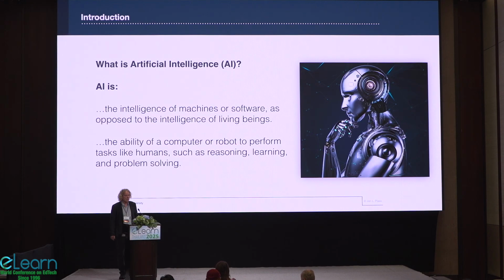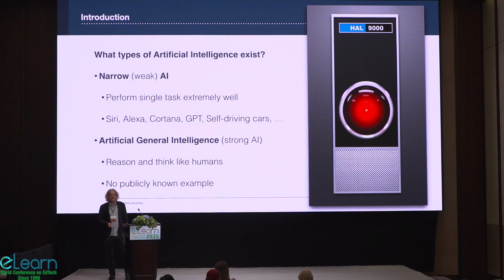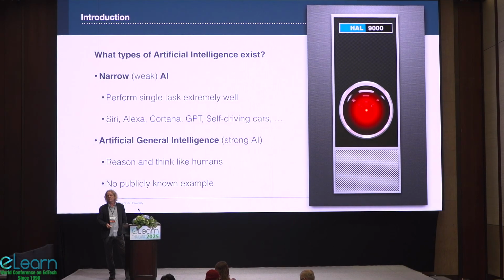What's AI? It's really the intelligence of machines or software, as opposed to the intelligence of us as human beings. And the ability of a computer or robot to perform tasks like humans do: reasoning, learning, problem solving. What we're facing currently is narrow AI. And I added the HAL 9000 as an audience check. I used to mention this movie, 2001: A Space Odyssey, to my students all the time. In the beginning when I taught, 90% were like, yeah, that was a good movie. By now we're probably about 10–15% who still remember what it is.